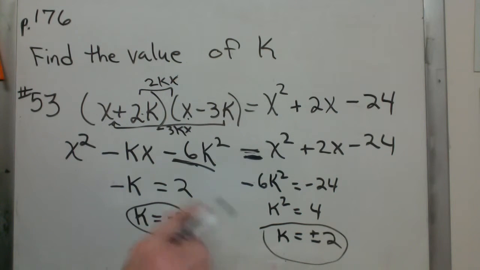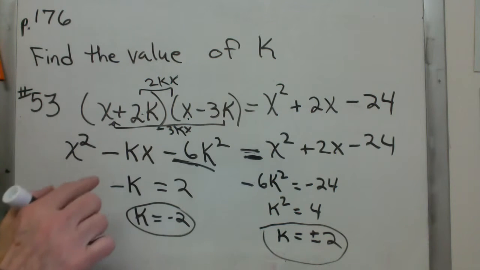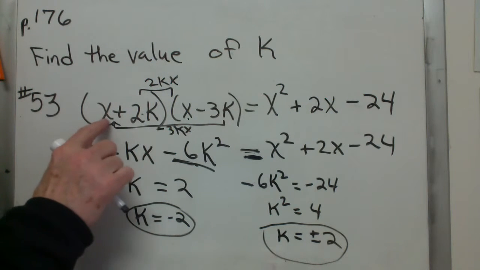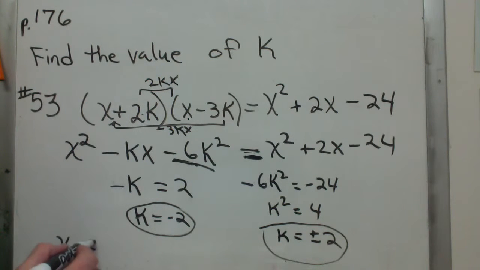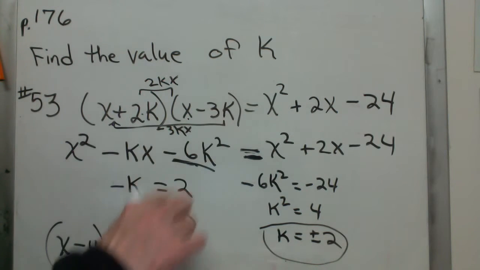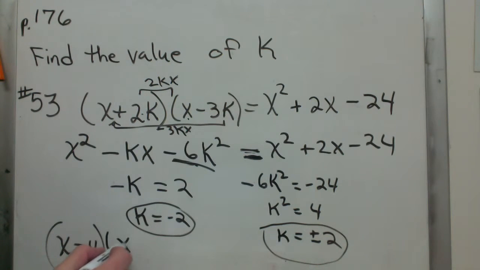We've got to test all of these answers and see what answers will work in this equation. So you can test them right up here in this beginning part. If k is negative 2, 2 times negative 2 is negative 4. So that would give me x minus 4. And if I try the negative 2 here, negative 2 times negative 3 is positive 6. So then I get x plus 6. And if I multiply this out, minus 4x plus 6x, do I get that? Yeah, it checks for negative 2.